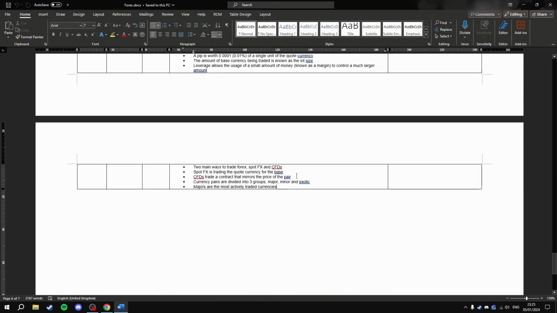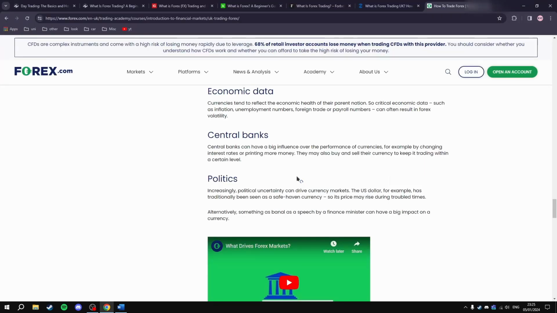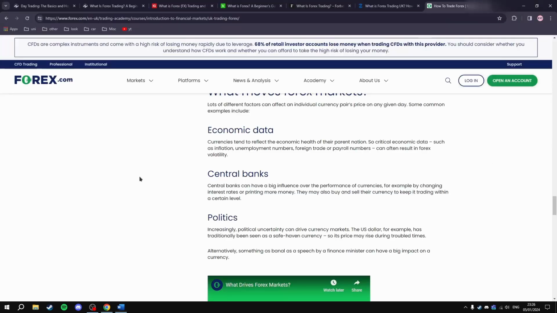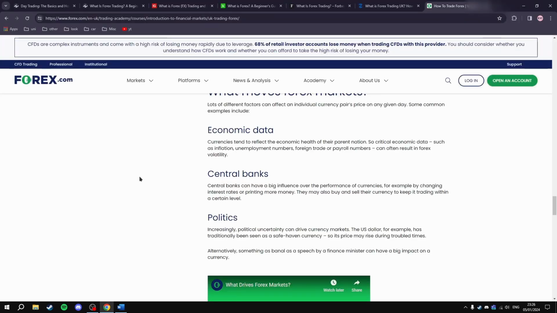Right, so factors which affect currency pairs' price include economic data, central banks, politics.